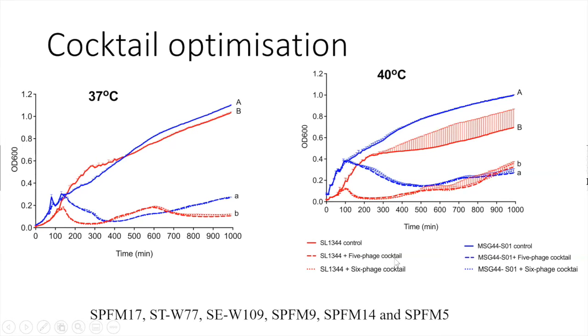We compared the 5-phage cocktail and the 6-phage cocktail, and as you can see, there is not much difference in the activity. This was done at 37 degrees centigrade and also at 40 degrees centigrade. And with this 6-phage combination, we are able to kill all the 140 strains that are susceptible to infection by the phages.